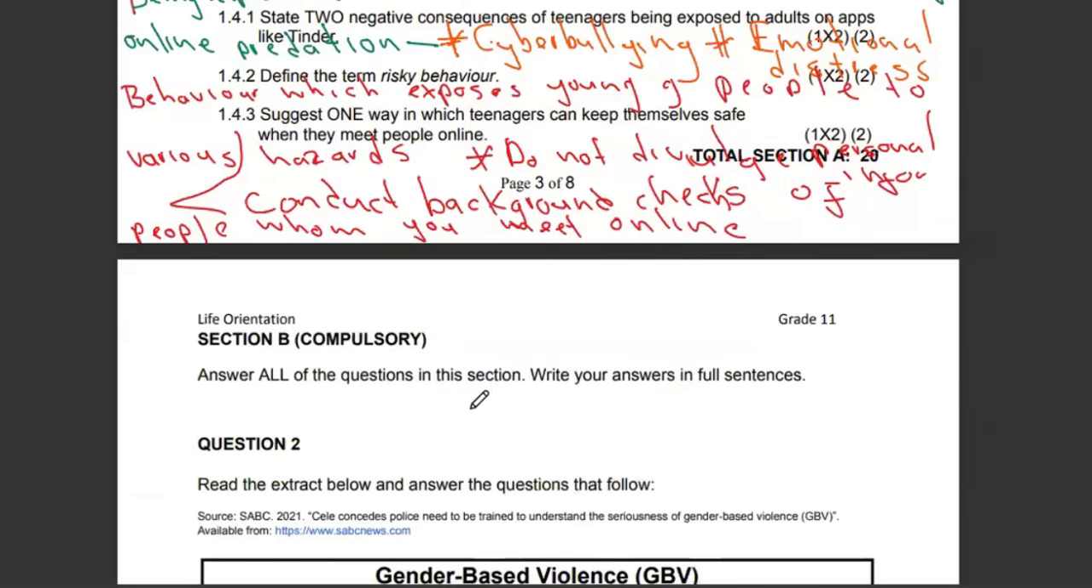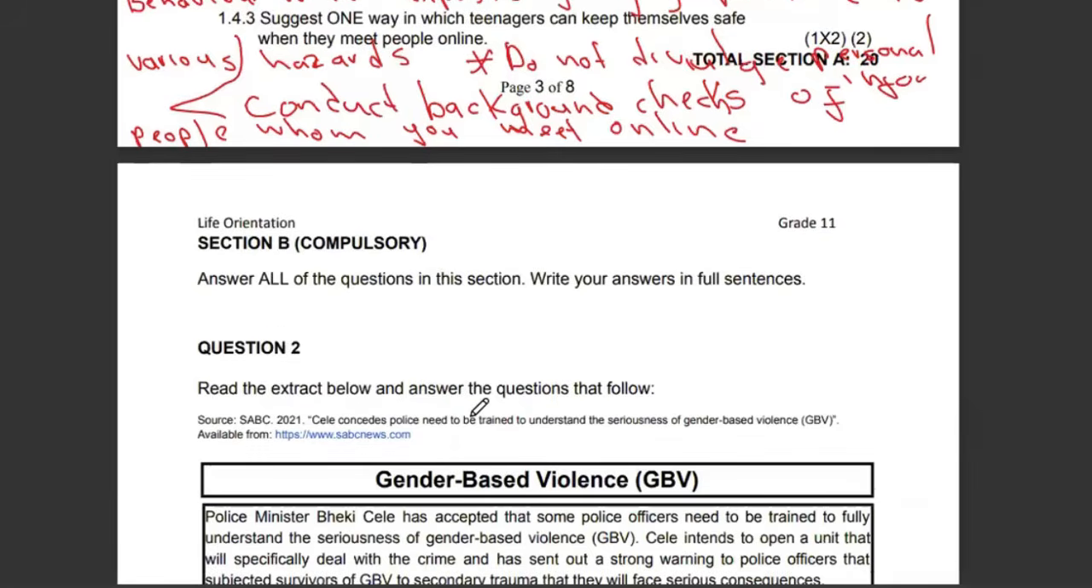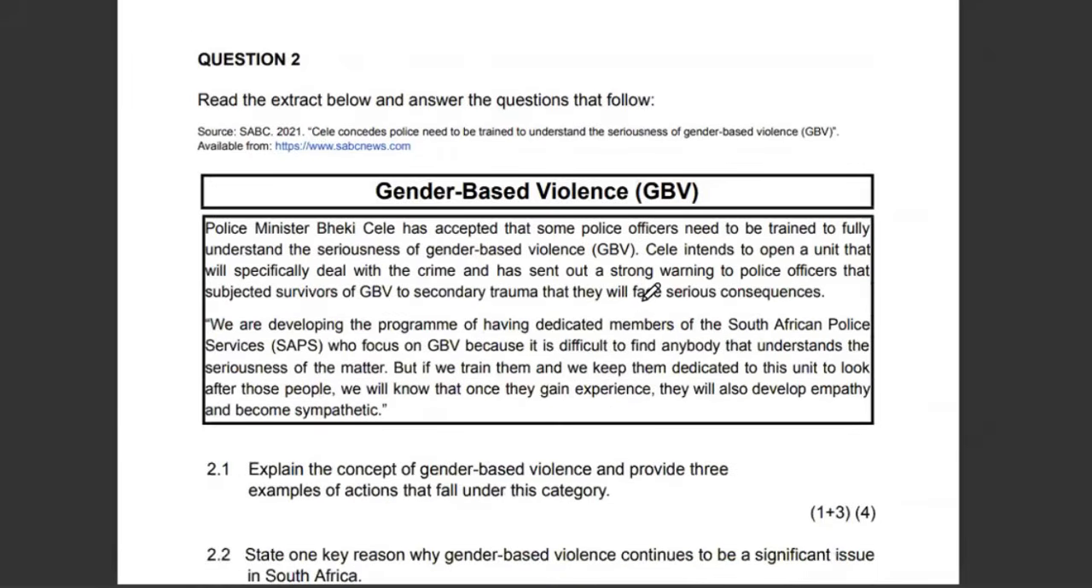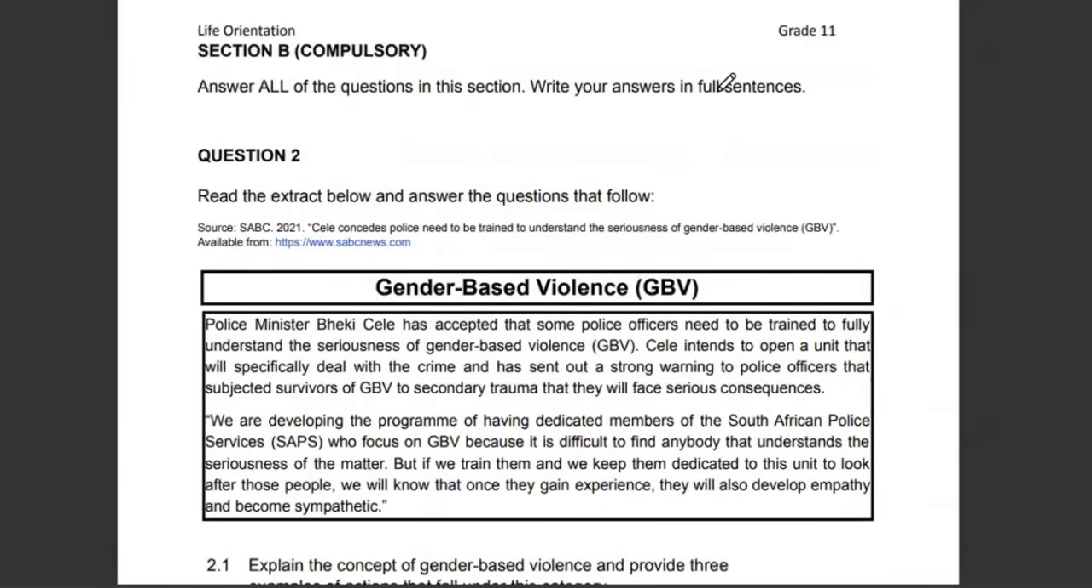So moving on to section B, which is where we find question 2. The instruction says, answer all questions in this section, write your answers in full sentences. So let's bear in mind this key term: full sentences are required for this particular section. Question 2, read the extracts below and answer the questions that follow. It was extracted from SABC 2021.